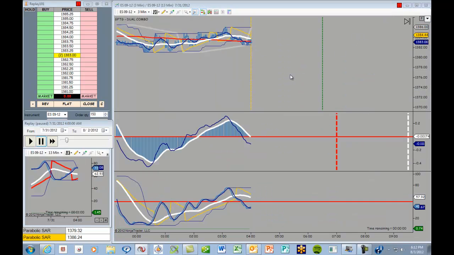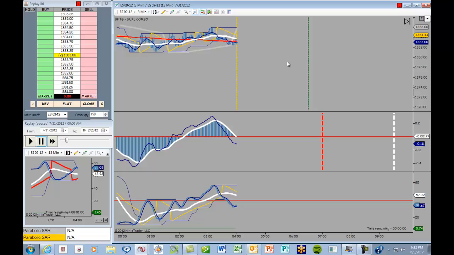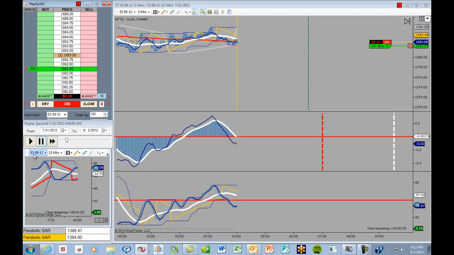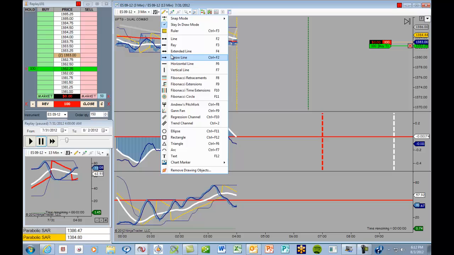So we've got it set up and ready to go. And it actually looks like we are a little bit late for a short entry. We could have gotten in back here when the MACD and the stochastic crossed bearishly, but we're still in pretty good here. So I'm going to go ahead and get short, and we'll go ahead and start up here. Oh, let's draw the arrow.